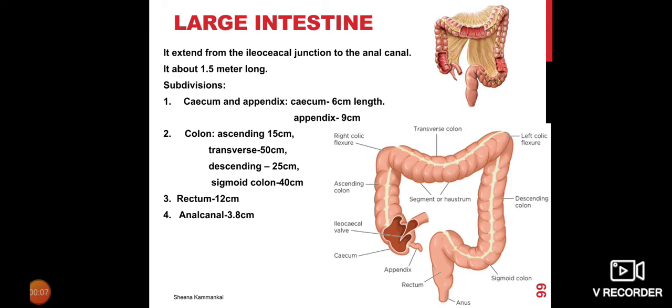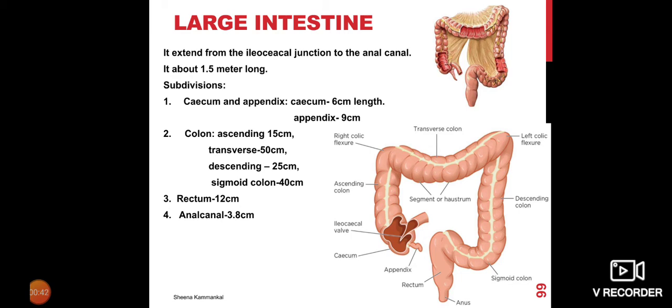Today we are going to discuss the large intestine. The large intestine consists of different parts. It starts with the cecum, runs up as the ascending colon, continues as the transverse colon, then the descending colon, then an S-shaped sigmoid colon, then that ends into the rectum, and finally the anal canal. So these are the different parts of the large intestine.